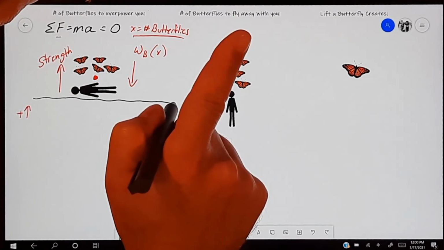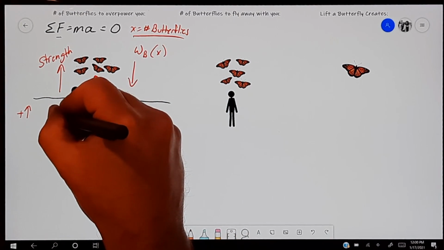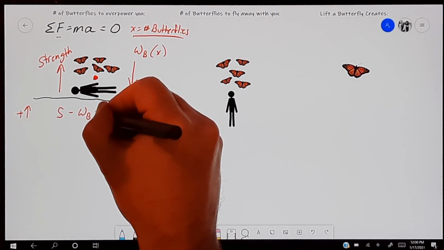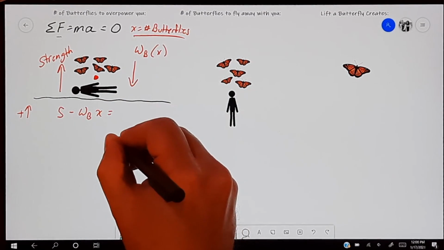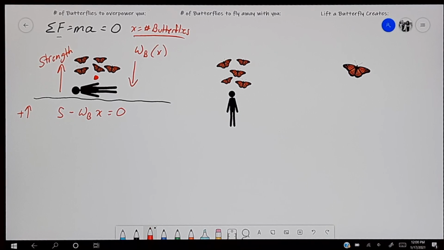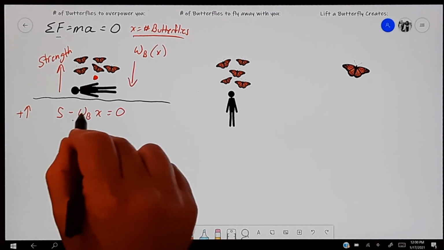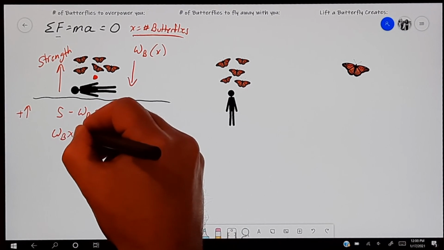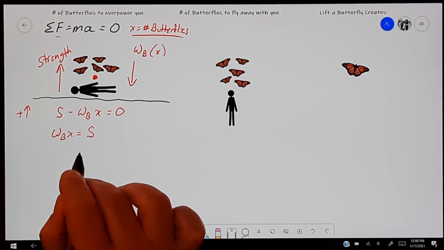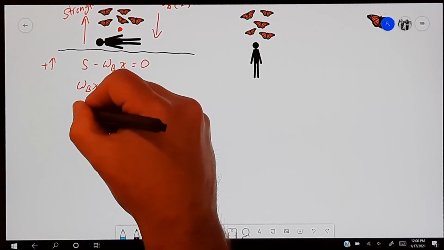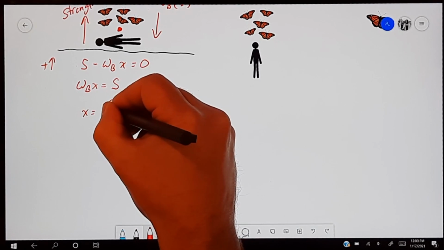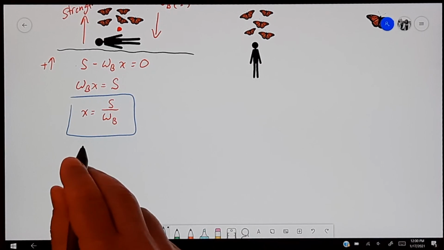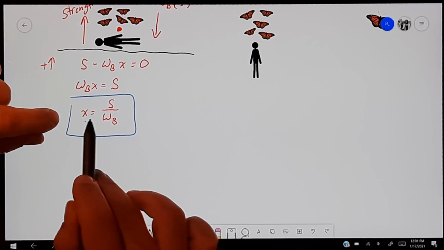So we're going to assume that upward is positive. So anything that goes up is going to be positive. So we have strength, which is positive, and then a negative W_B, which is the weight, times x. And that's going to be 0, because that's what it said. Then we move the weight of the butterflies times x over to the other side, so we get W_B x equals S. If we solve for x, that gives us the equation we need to solve for the number of butterflies, x, that it takes to hold someone down. So x is equal to strength over weight.